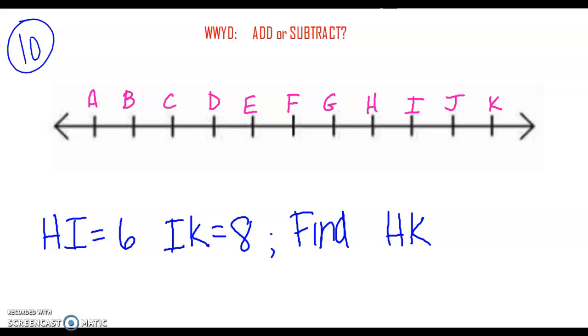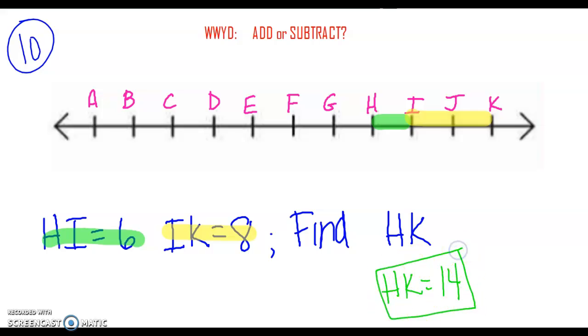Okay, taking a look at number 10. Last one on here for review. So we've got HI is 6. IK is 8. They are right next to each other, so that would be another example of where we are adding. So 6 plus 8 is 14. HK is 14. And there you go. So hopefully, again, you feel a little bit more confident knowing when to add, knowing when to subtract, and using those rules to find segment measurements.